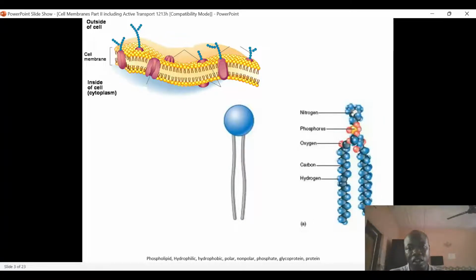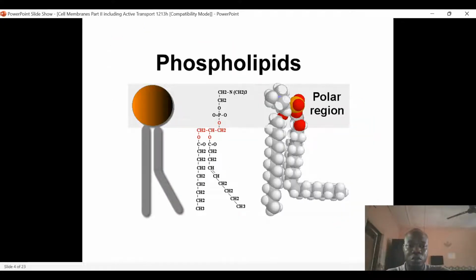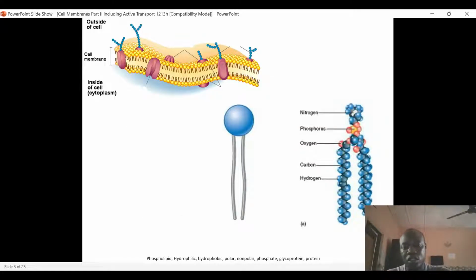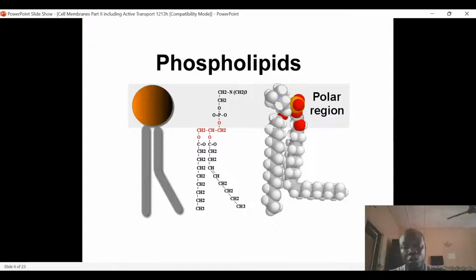The cell membrane is found with glycoproteins as well as glycolipids. And of course, there are phospholipids, a component of the cell membrane. The major component of the cell membrane is the phospholipid, which has a polar region and a non-polar region.